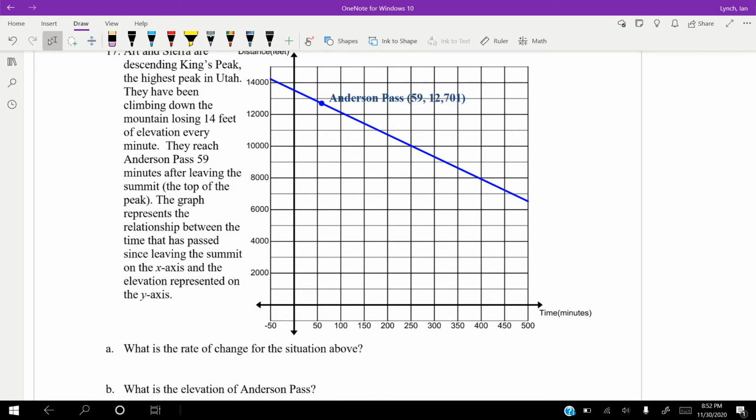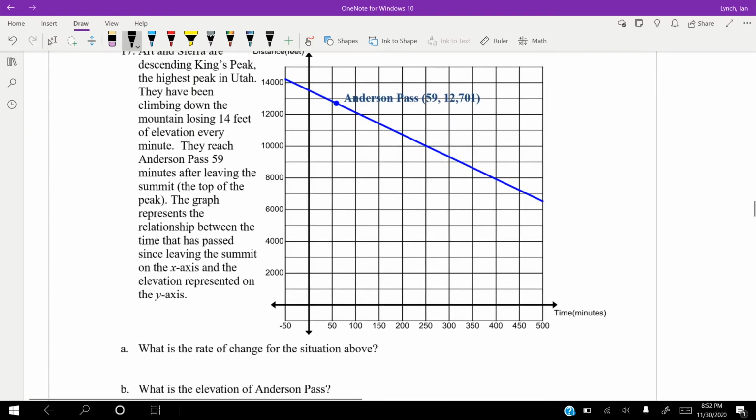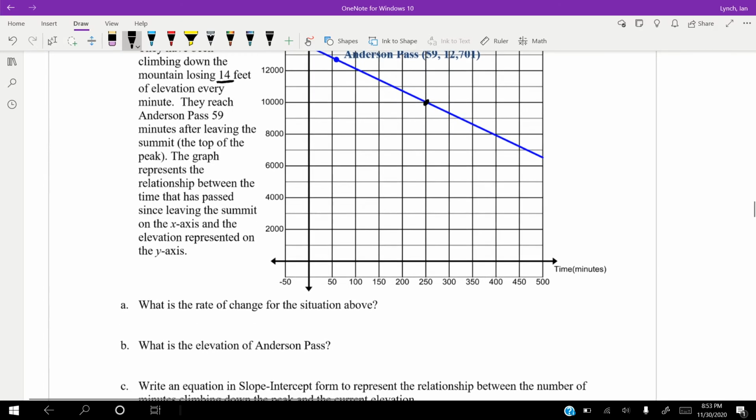Well, let's find some nice points. And this is terrible because I only see one nice point. But they did give us a key to the rate of change. It is 14 feet every minute. So the rate of change is 14.